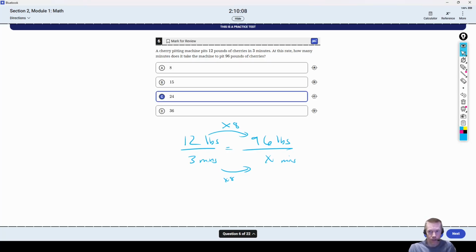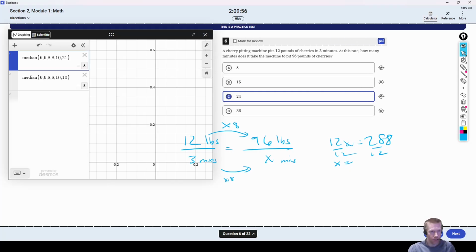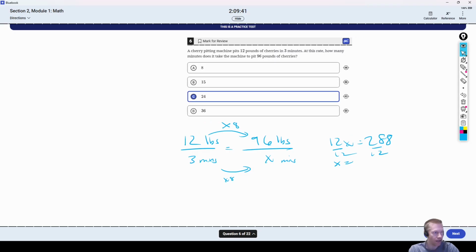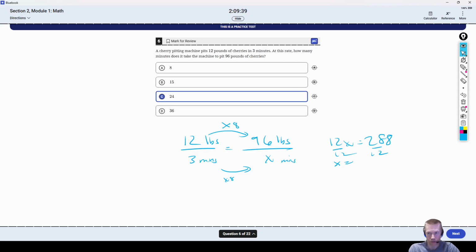But if you didn't, you could instead just go ahead and cross multiply this and get 12x equals, should be 288, and then just divide by 12. Let's just go to Desmos and confirm that we get the same answer. 3 times 96, and now divide that by 12, and we get 24. Okay, so that just confirms we did, in fact, have the correct answer.